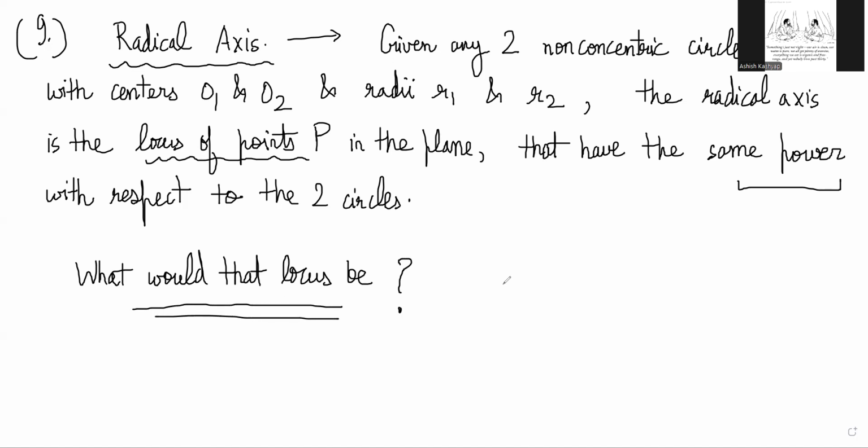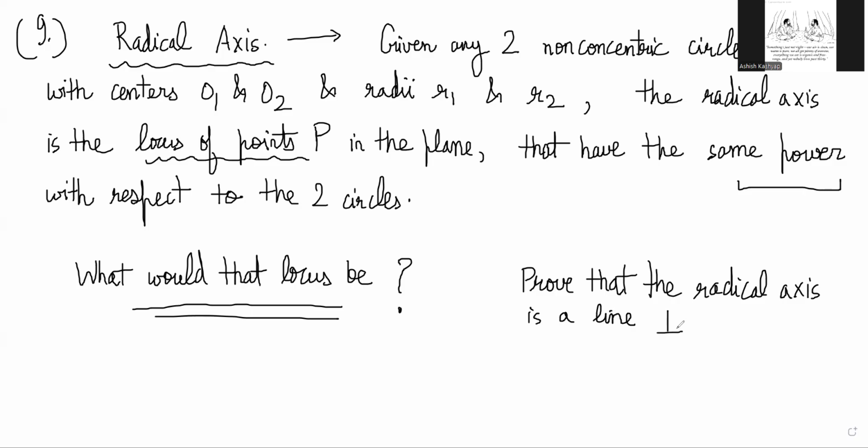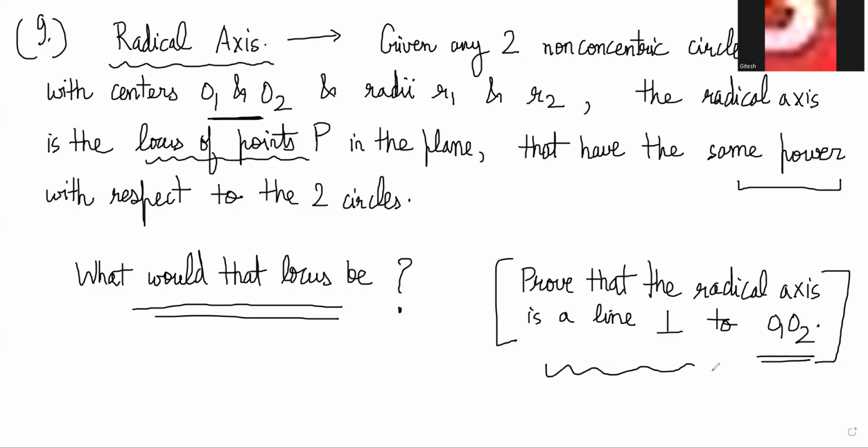I'm thinking whether I should say this one, or I will just tell you what it is. We have to prove that the radical axis is a line perpendicular to O1O2. What is O1O2? O1O2 is a line joining the centers. So this is the question.